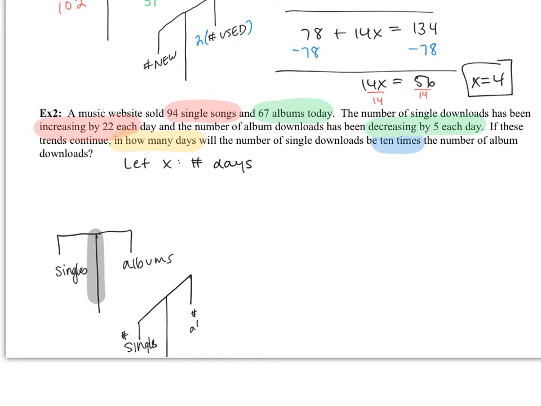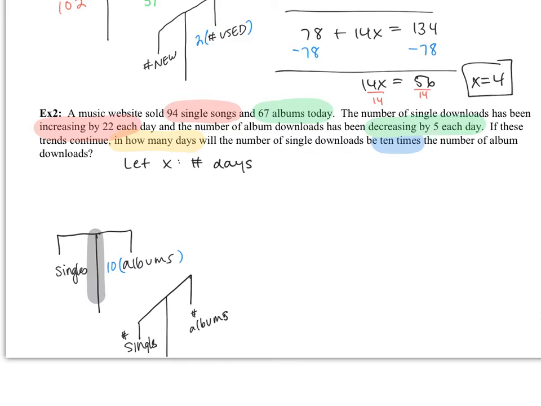And the way that I'm going to even it back out is I'm going to use the factor that they told me, which is 10 times, and I'm going to multiply this side by 10, because this side is already heavier, so I need to make this side heavier. So if I multiply this side by 10, that's going to be when the number of singles is 10 times the number of albums. So now I can set up my equation.